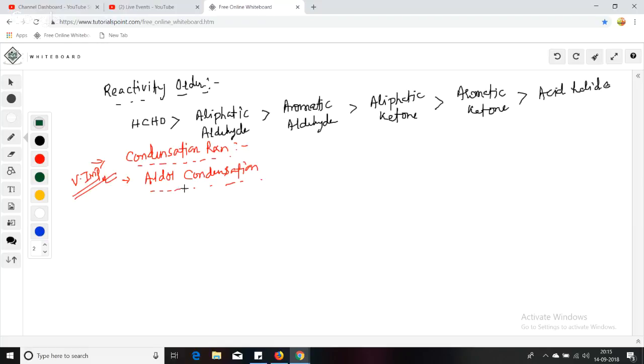Now coming back to this reaction, this reaction takes place because of alpha hydrogen. Reaction due to alpha hydrogen. Aldehyde or ketone must have alpha hydrogen present in it. Aldehyde and ketone must have alpha hydrogen.